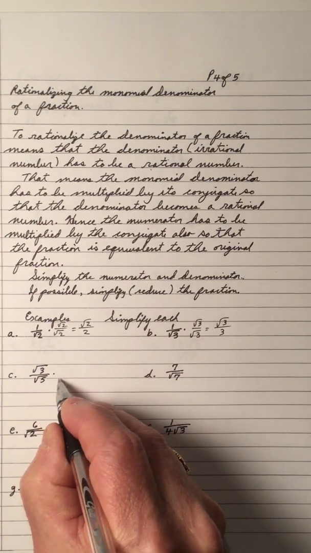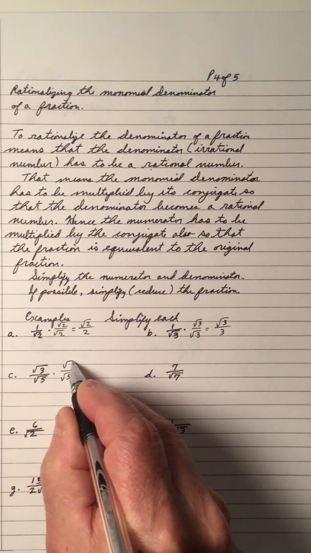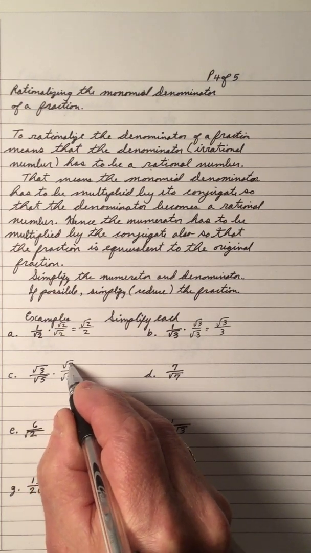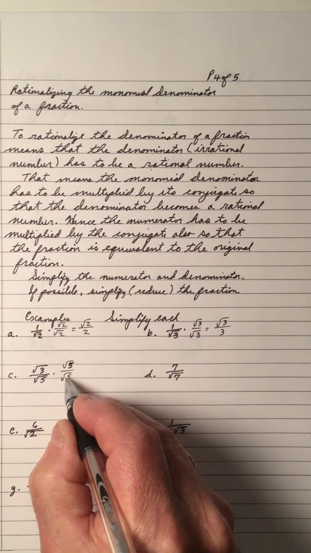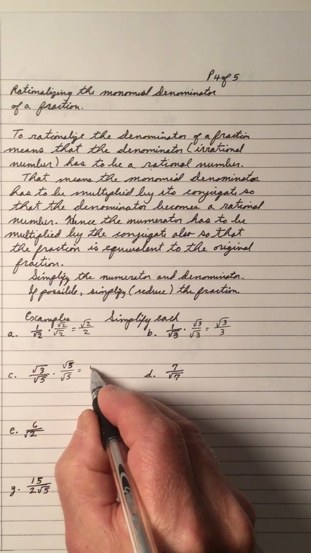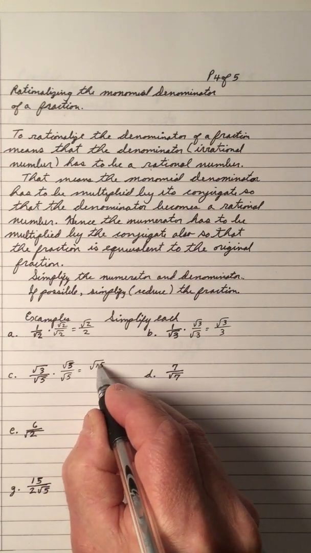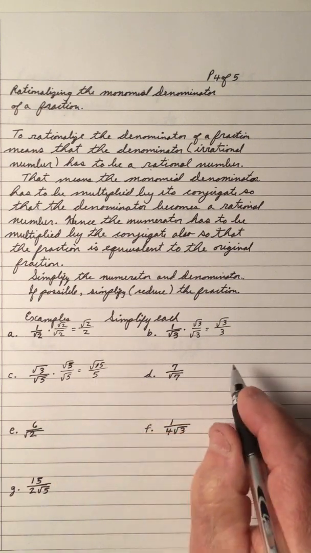And the conjugate of root 5 is root 5. So the top, or the numerator, is multiplied by root 5. It has to be root 5 over root 5 to get 1 to keep it equivalent. So root 3 times 5 is root 15. And root 5 times root 5 is 5.